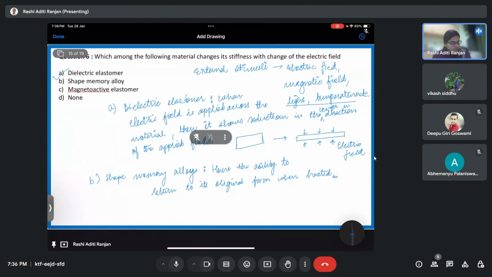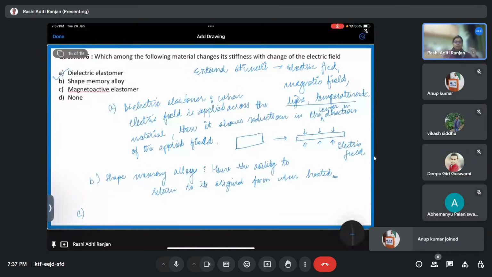Okay. So as I was saying, the shape memory alloys have the ability to return to their original shape when they are heated. Okay. And C is the magnetoactive elastomers. As the name suggests, magnetoactive elastomers are elastomers that show deformation when a magnetic field is applied. Okay. So if you apply a magnetic field, it is going to show deformation. Along with that, it is also going to show a change in the material properties. Okay.